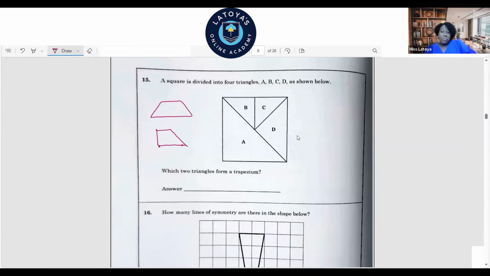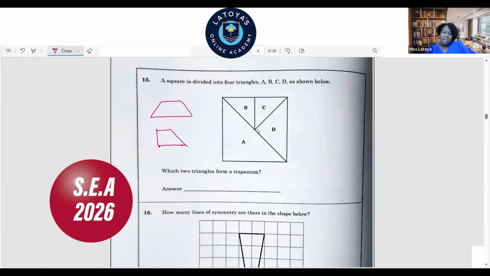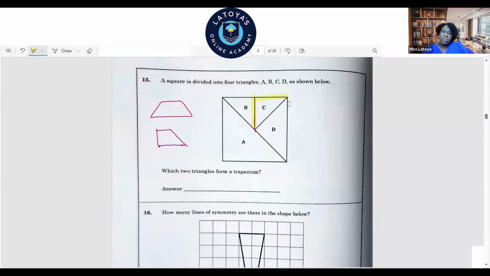The thing is, you will have your paper. So you could actually rotate, flip your paper in a different angle to see this question better. All right. So I can see. All right. So look at C and D. I don't know if you're seeing another one, but this is the first one that catches my eye. Are we seeing a right trapezium there? So the 2 triangles that form a trapezium here is C and D.